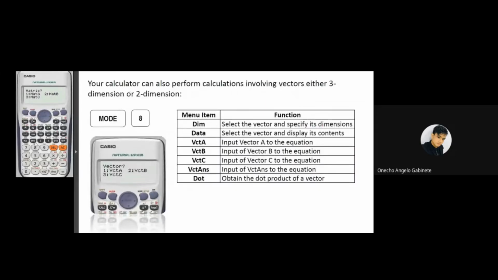Pwede rin naman po ang vectors sa mode 8. Yan. Vector A, B, and C, pwede rin mo pong lagyan ng data at maggawa ka ng operation like dots.